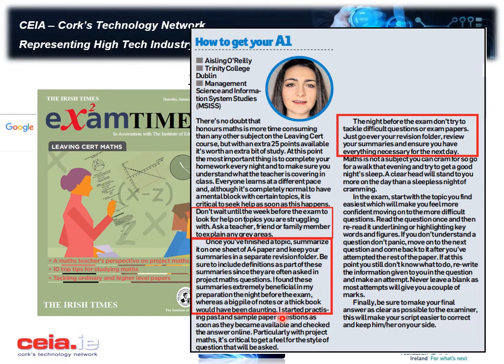Okay. She goes on to say, the night before the exam, don't try to tackle different questions or exam papers. Just go over your revision folder, review your summaries, and ensure you have everything necessary for your next day.